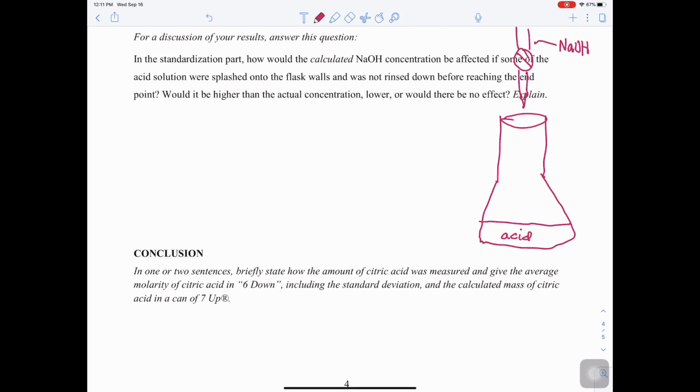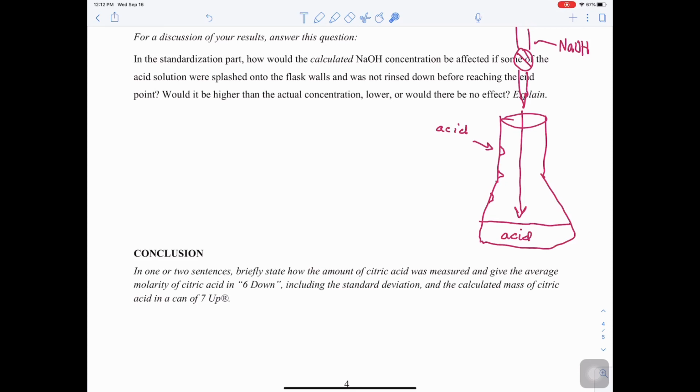The question here is, what if we have some droplets of acid that got stuck on the side? As my sodium hydroxide is coming in and reacting with the acid, is it going to react with the acid that's stuck up here? You need to figure the answer out to that. And if it does not, how is that going to affect the amount of sodium hydroxide needed to react and turn the solution pink? And then how is that going to change the calculated molarity?